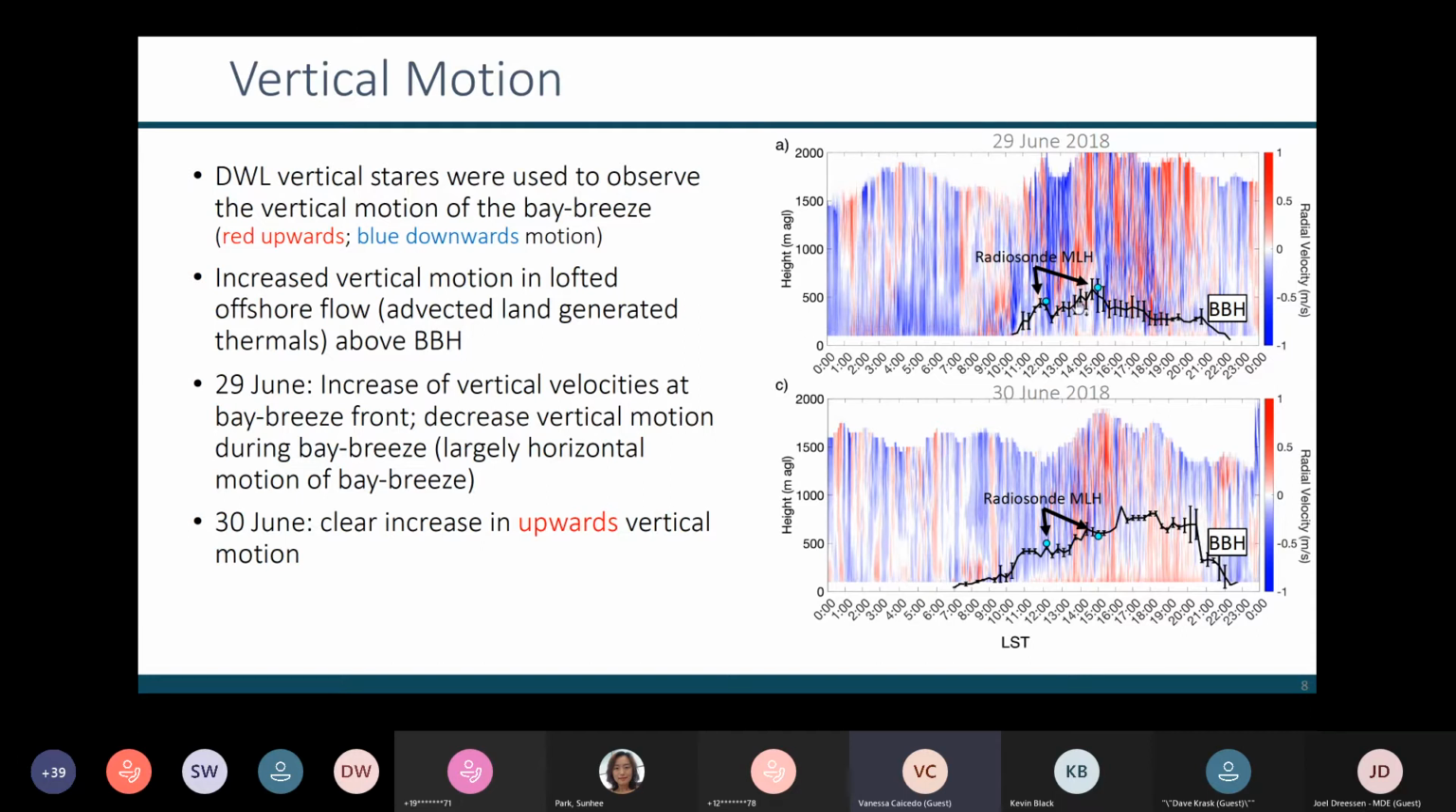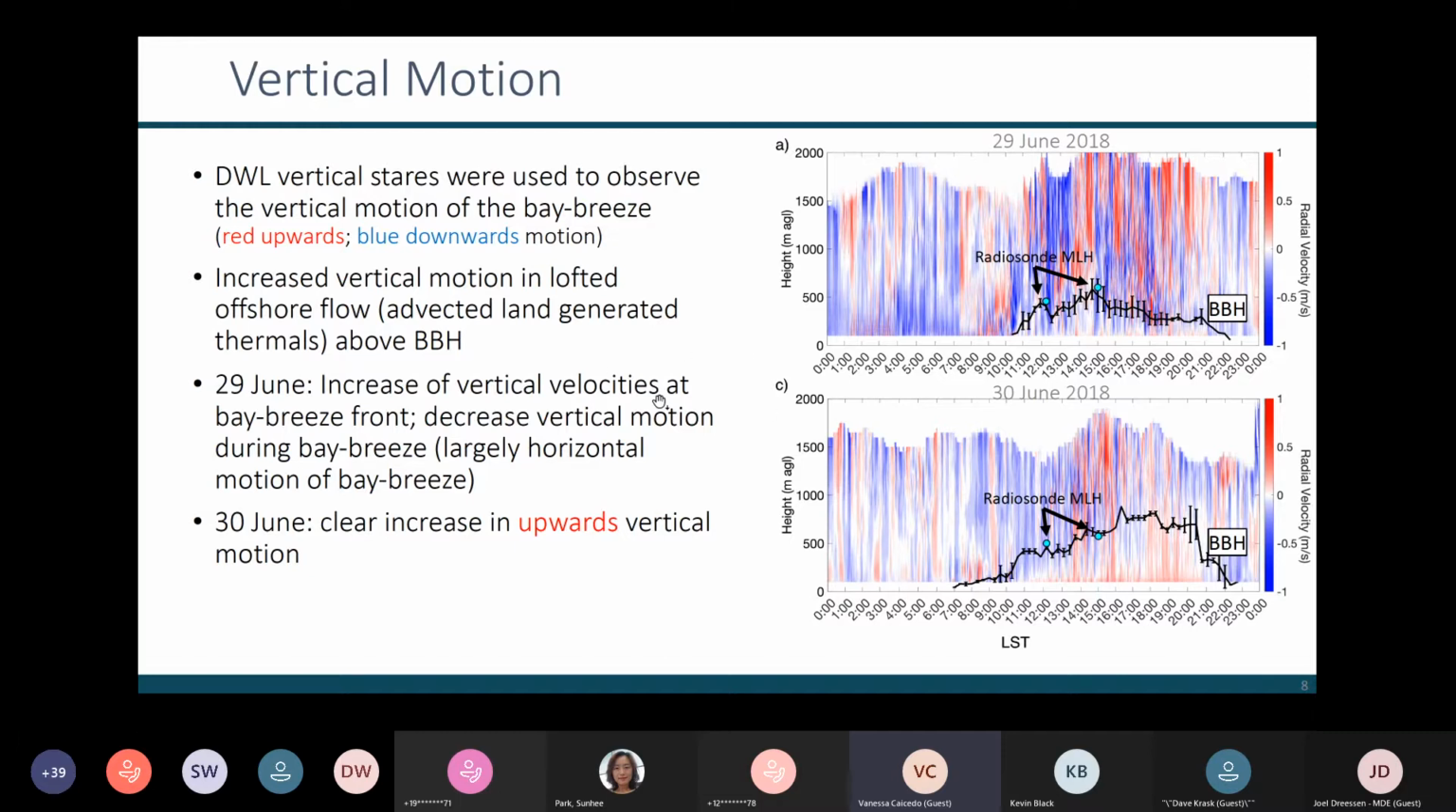And if you remember from the previous slide, we did derive some sort of Bay Breeze height, or I may call it mixing layer height interchangeably. And so that is just superimposed on top. Those two little dots are just the radiosonde derived mixing layer heights to kind of tell us where we are.